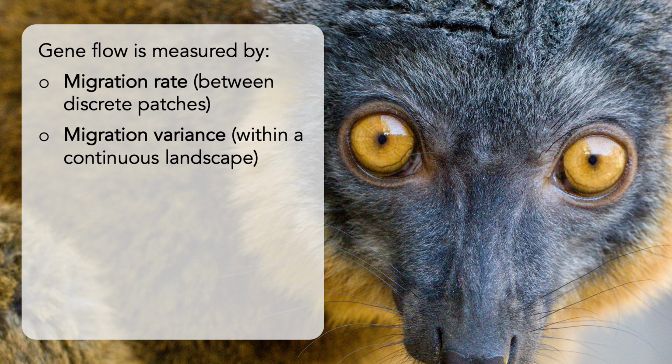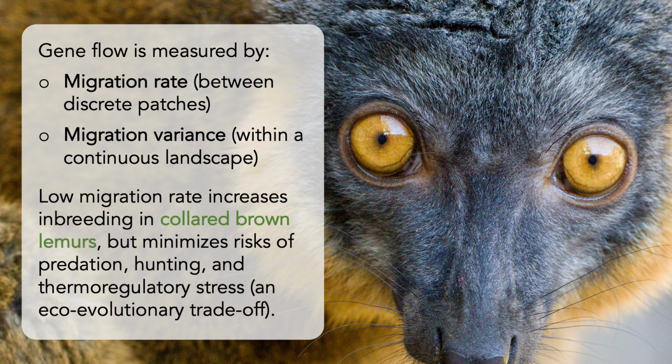origin. Low migration rate increases inbreeding in collared brown lemurs, but minimizes risks of predation, hunting, and thermoregulatory stress, but that is an eco-evolutionary trade-off.